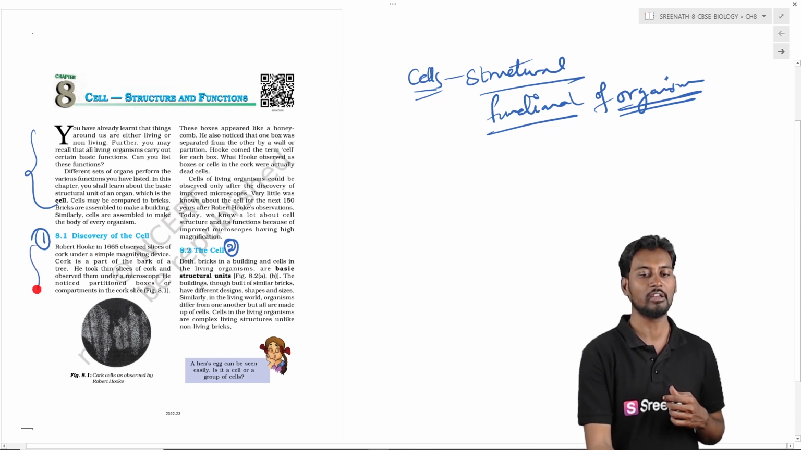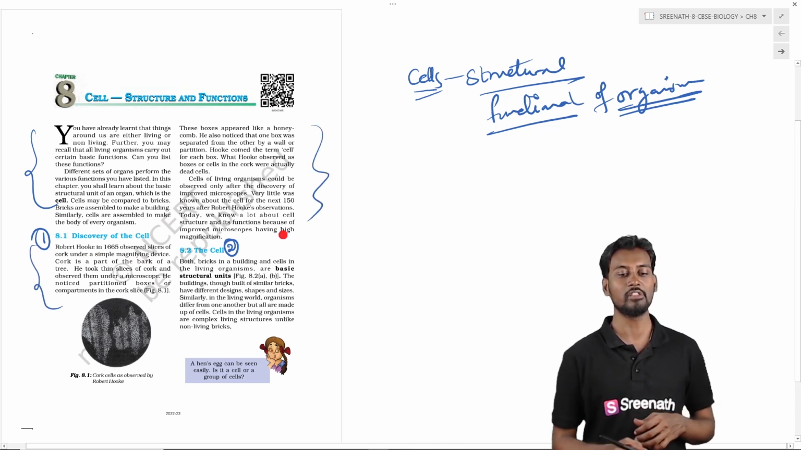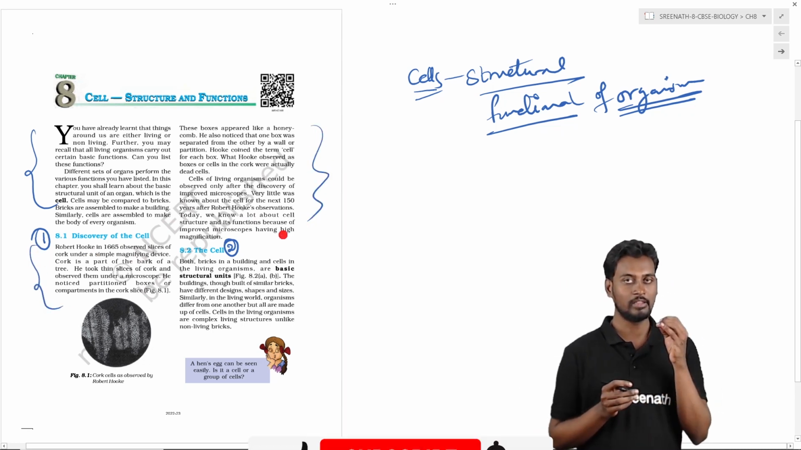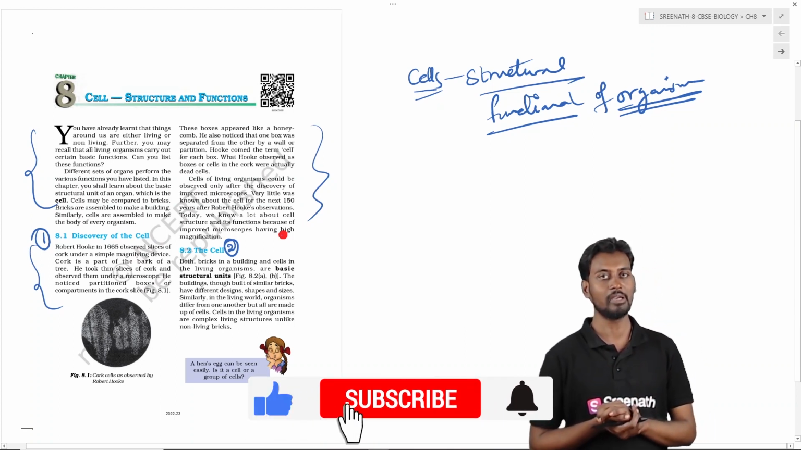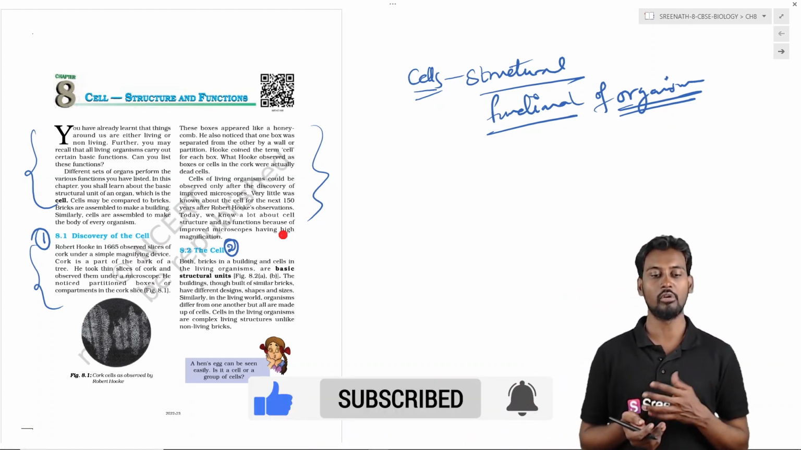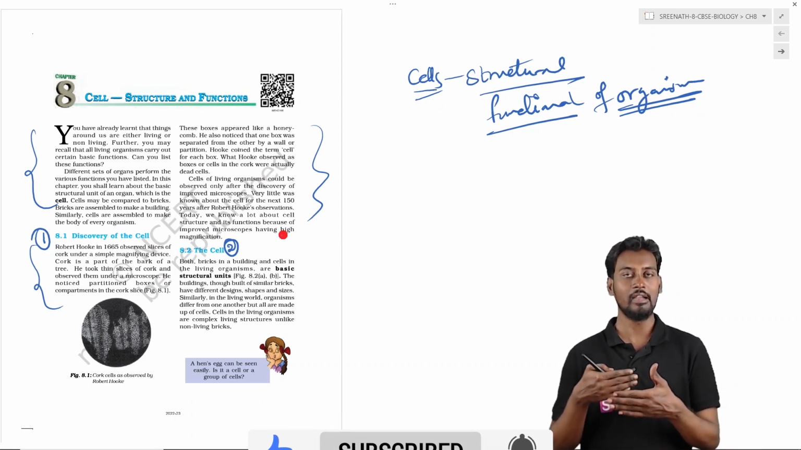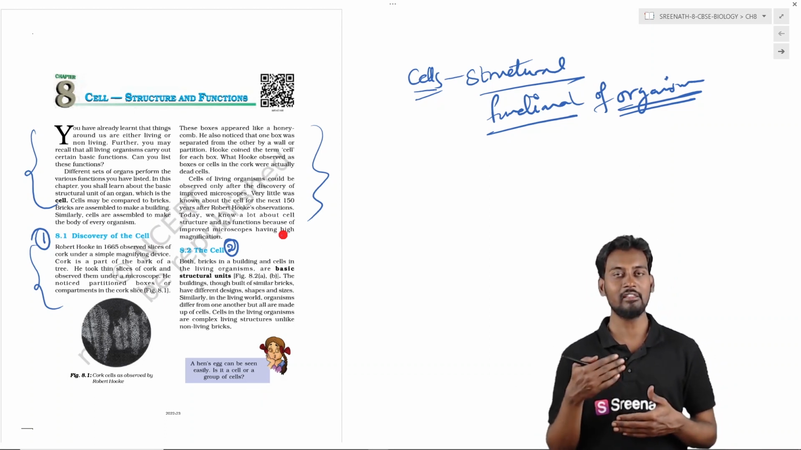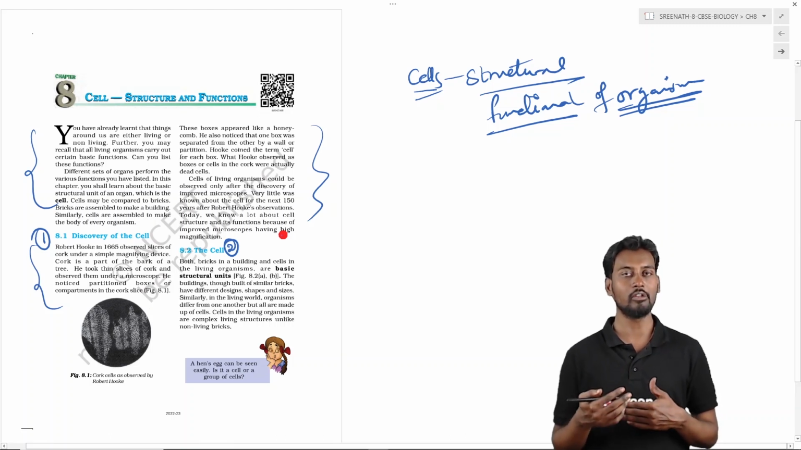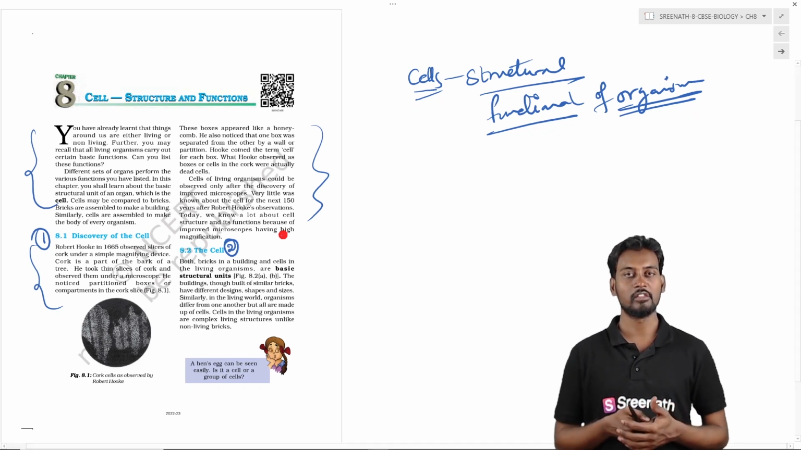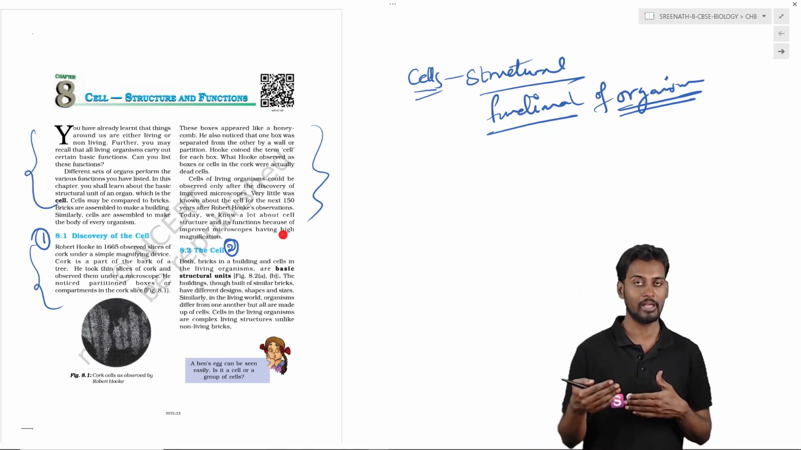And coming to the discovery, the cell was discovered by Robert Hooke. Robert Hooke is the scientist who was behind the discovery of the microscope, and he is the first person to observe cork cells of the bark of a tree under microscopic analysis.